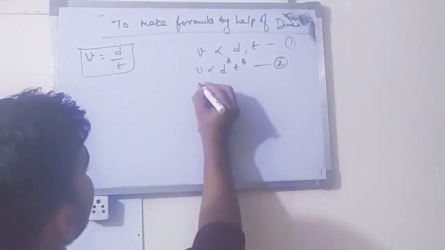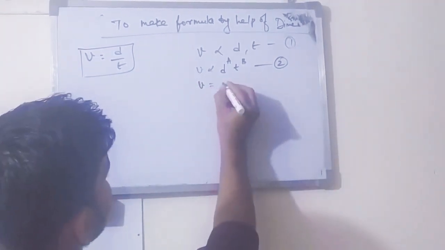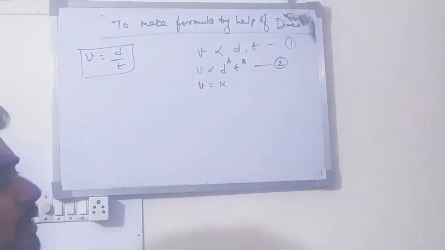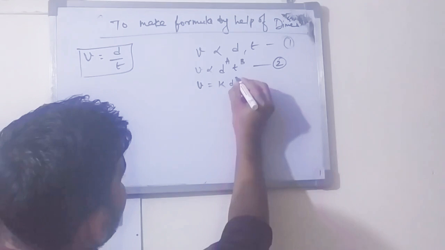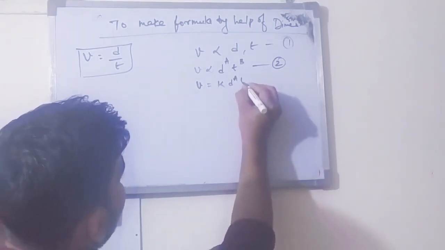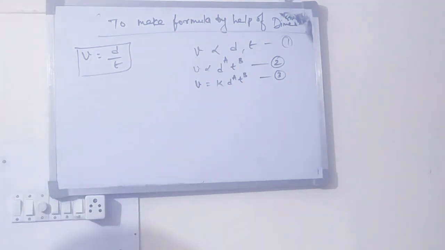In step number 3, this proportional sign will be removed and some constant will come, which I'm just taking as K. So in the third step, V will be equal to K d to the power A that I have assumed, and time power I have taken B. This is your step number 3.